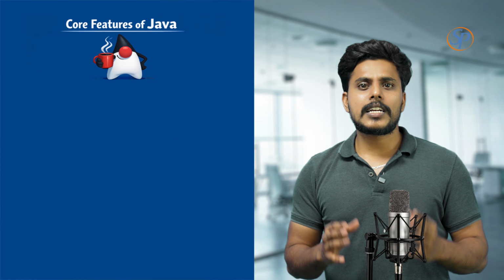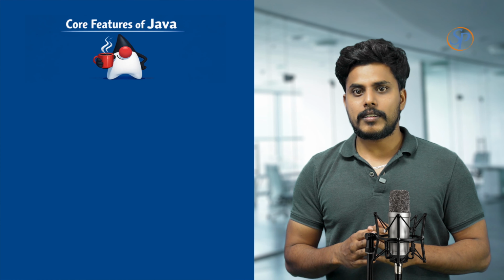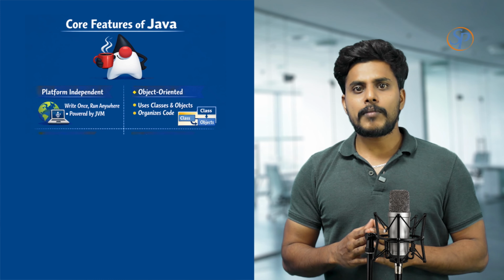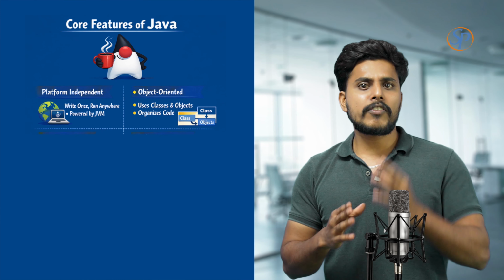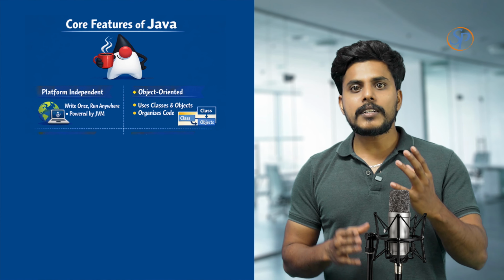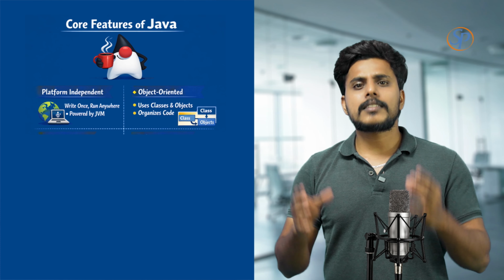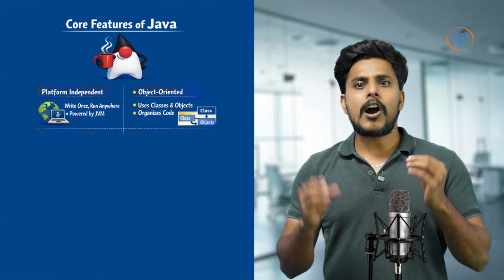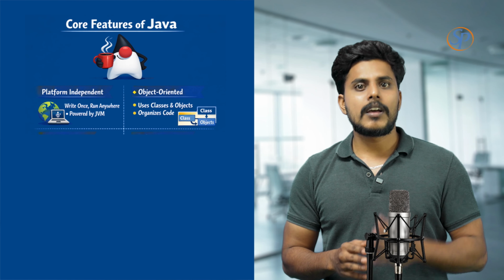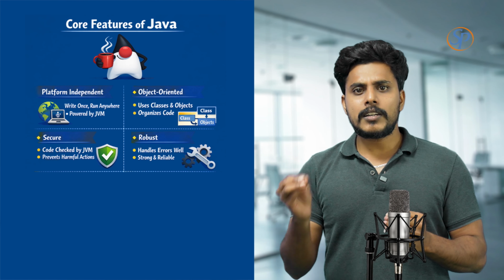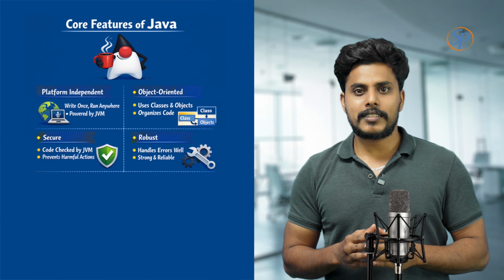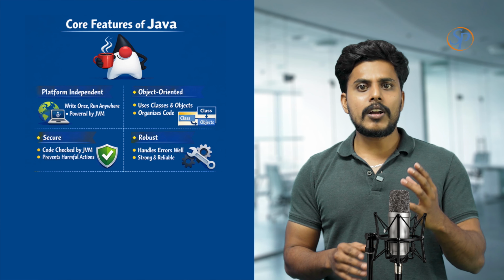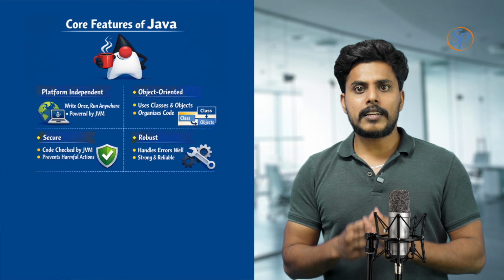Now let's understand why Java is popular. It is platform independent. The same program runs anywhere because of JVM. Object oriented: it uses classes and objects, which helps in organizing code. Secure: JVM checks code before execution and prevents harmful operations. Robust: strong and reliable, it handles errors properly.